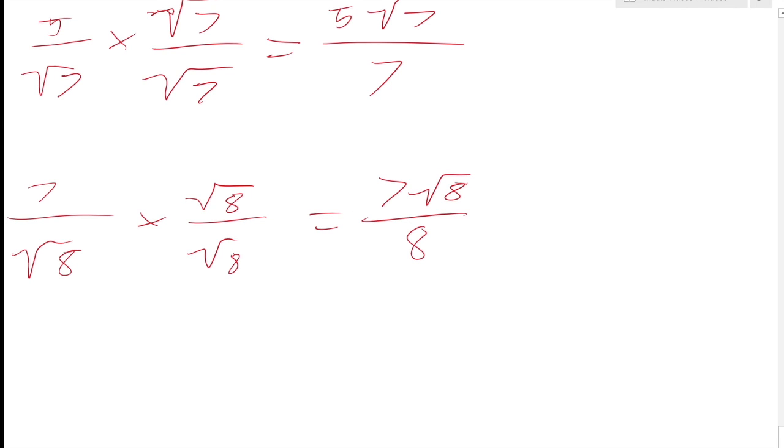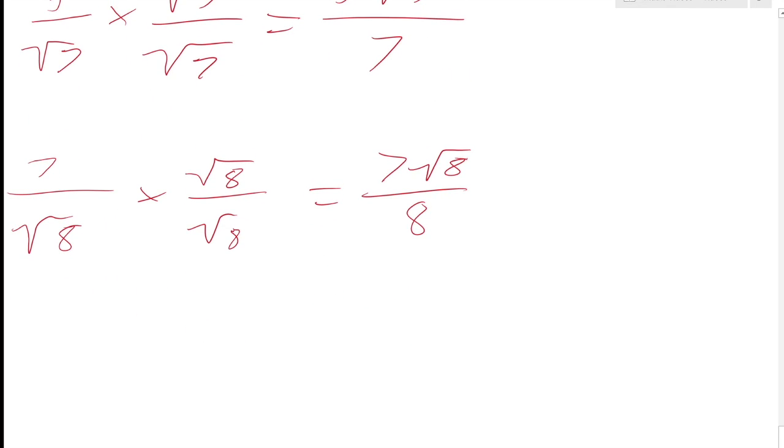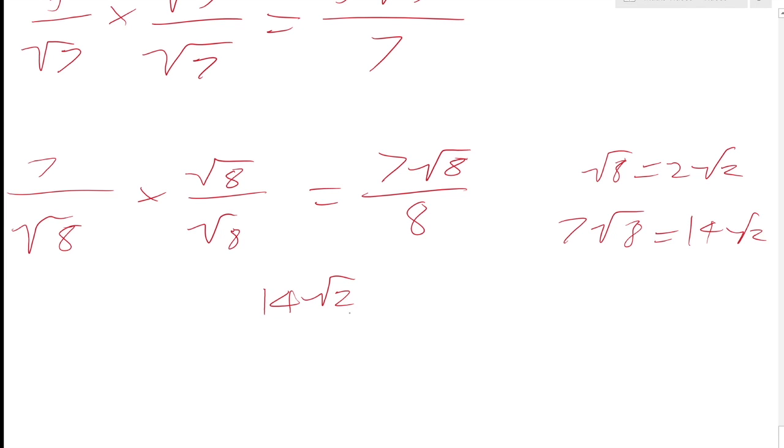And you may look at that and think that can't be simplified, but in fact it can. As we know, root 8 equals 2 root 2. So 7 root 8 equals 14 root 2. So our fraction then becomes 14 root 2 over 8. We can factor a 2 out of the numerator and denominator to leave 7 root 2 over 4.